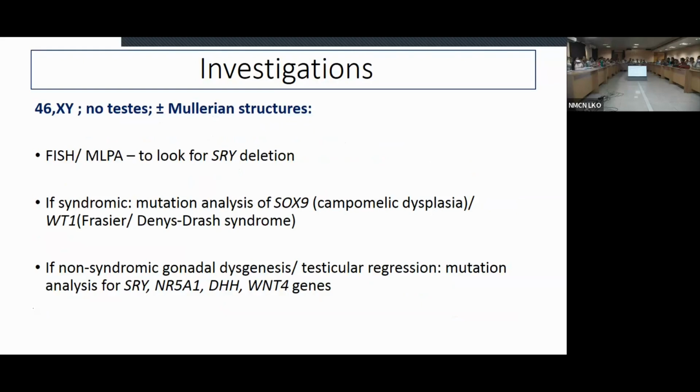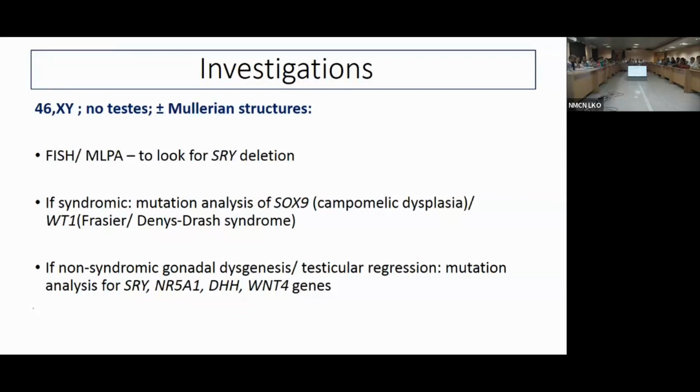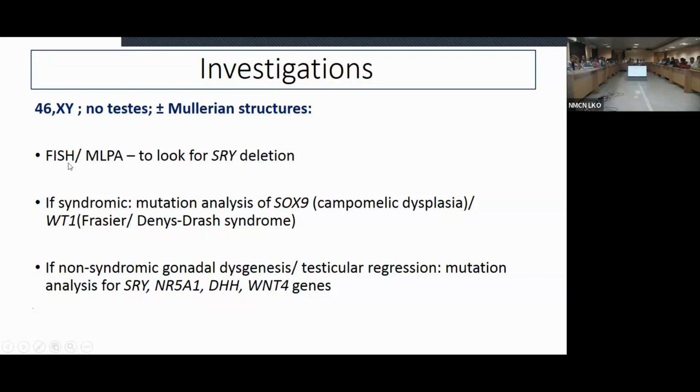So this is more like a complete gonadal dysgenesis, where it is 46XY, but the testes are not there. And Mullerian structures may be there because of AMH not being produced. So here, one of the known causes is SRY deletion. So that is what you can do first, FISH or MLPA to look for the SRY.